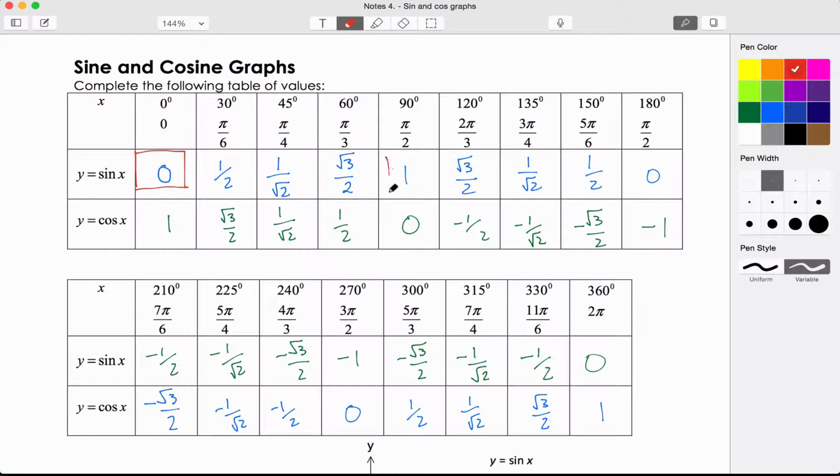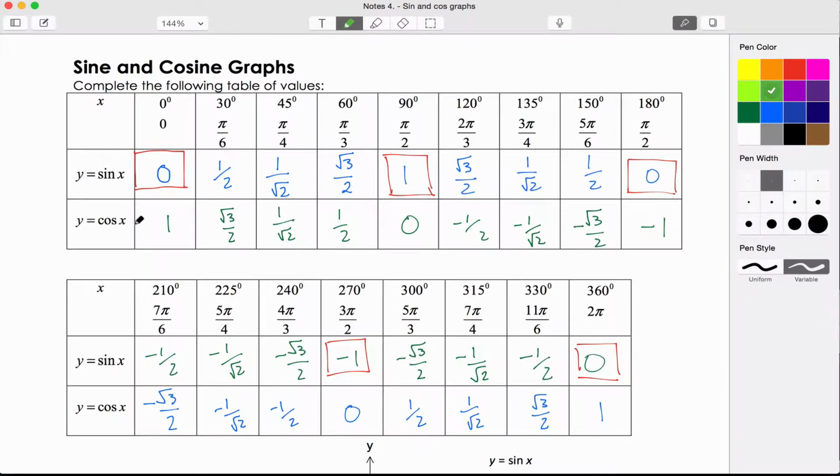So if we look here, we've got a 0, and then sine goes to 1, then it goes back to 0. If we keep looking at sine, it goes to -1, and then it goes back to 0 again. Cos, so these are our main points. These are numbers that we know really well. Cos starts at a 1. Then it goes to 0. Then it goes to -1. Then it goes to 0. Then it goes back to 1 again.